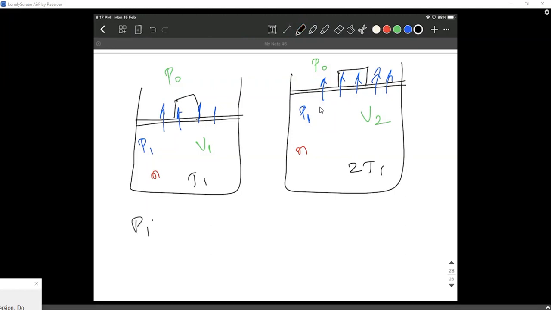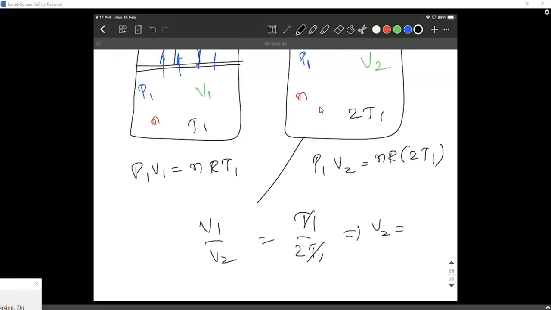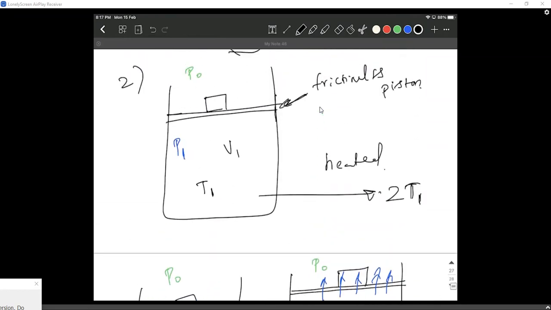So I can write P1 V1 equals nRT1, and P1 V2 equals nR 2T1. If I divide these two equations, V1 by V2 equals T1 by 2T1. So V2 equals 2V1. So the volume simply gets doubled. That is as simple as it is. I have to mention that the piston is frictionless; otherwise it would change things. Sharath, do you get it?